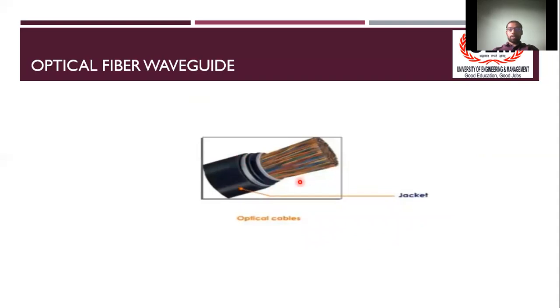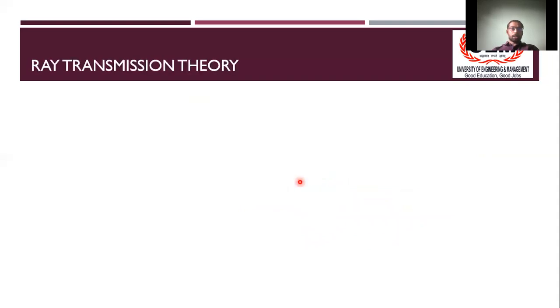So this is how a fiber optic cable looks. Now, moving on to understand the behavior of light which is propagating through our fiber optical waveguide, we take the first model, which is known as the ray transmission theory model.